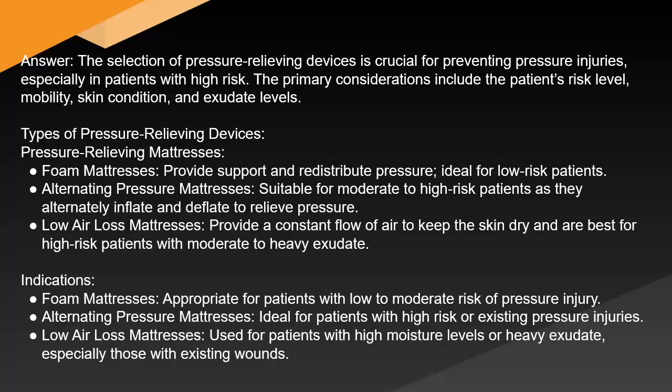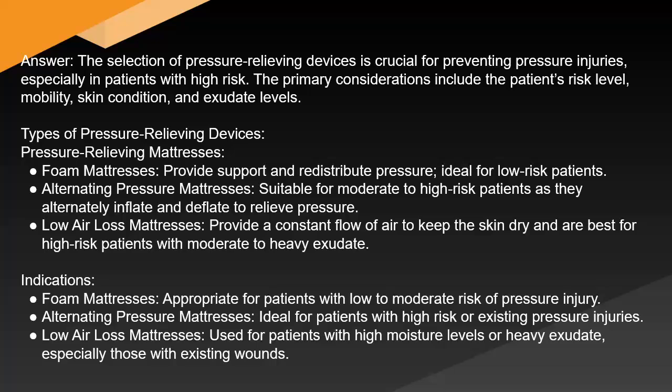Types of pressure-relieving devices. Pressure-relieving mattresses. Foam mattresses provide support and redistribute pressure, ideal for low-risk patients. Alternating pressure mattresses: suitable for moderate to high-risk patients as they alternately inflate and deflate to relieve pressure. Low air loss mattresses provide a constant flow of air to keep the skin dry and are best for high-risk patients with moderate to heavy exudate.